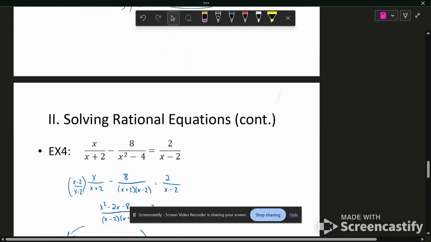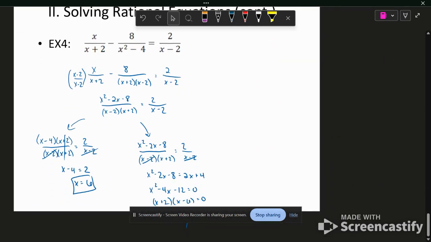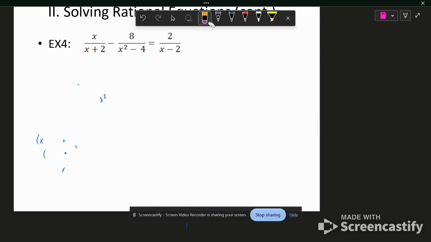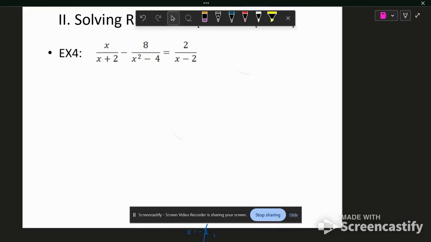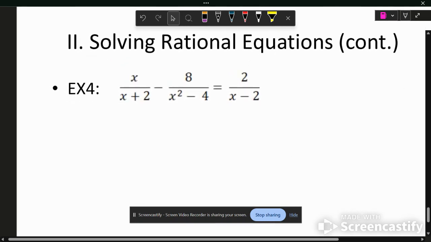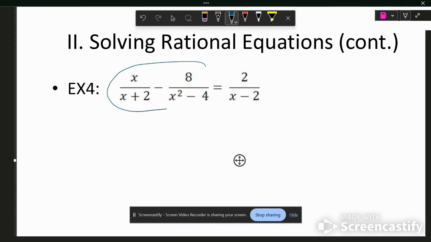Last example here. I've already got some of the work, but I think I could show you an easier method, to be honest. So let me go ahead and erase. I want to show you just how this will hopefully play out. We've got two fractions on one side. So let's combine our fractions. If you notice, x squared minus 4, we might want to make this into its factored form of x plus 2 and x minus 2.